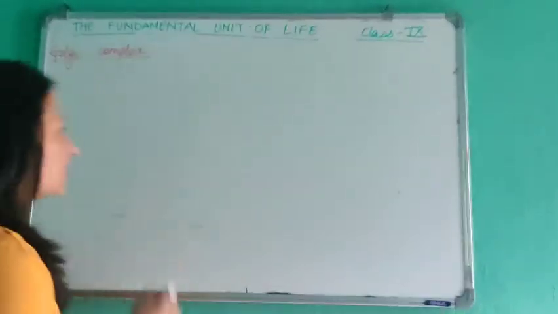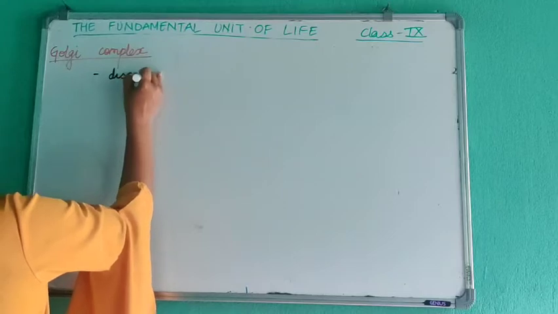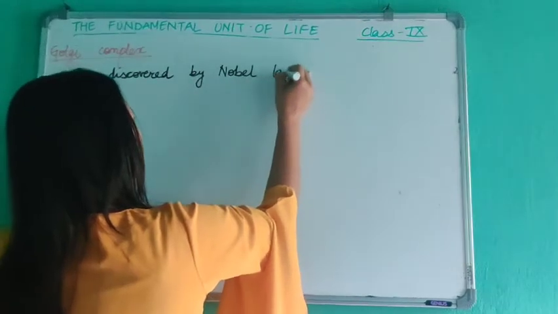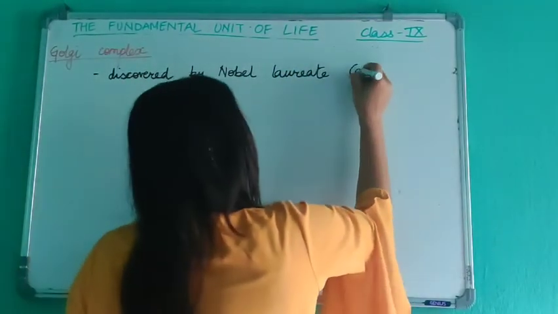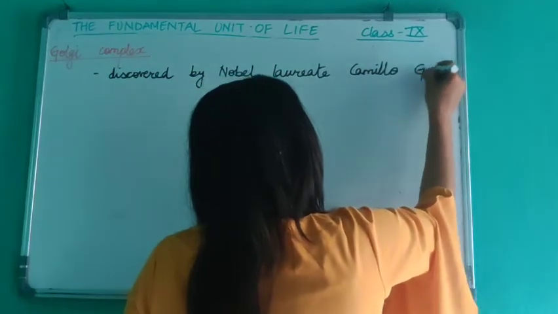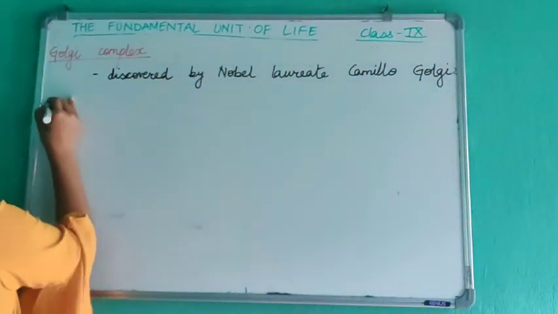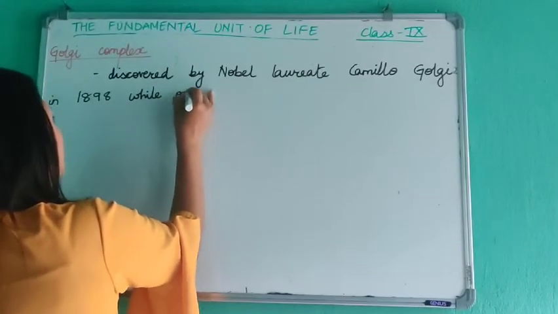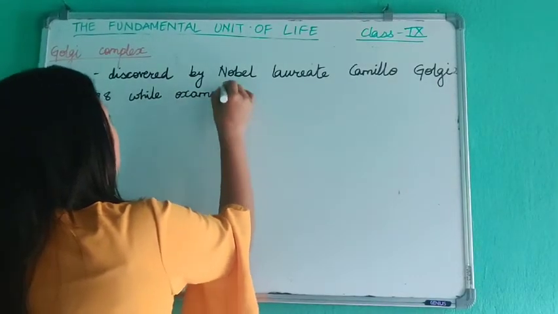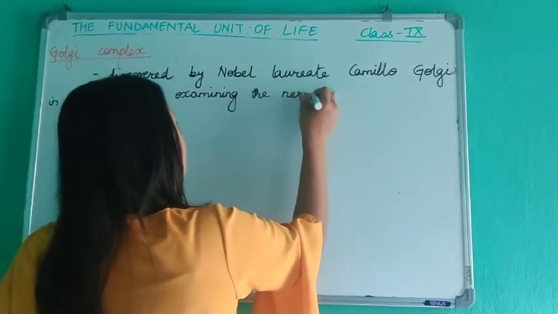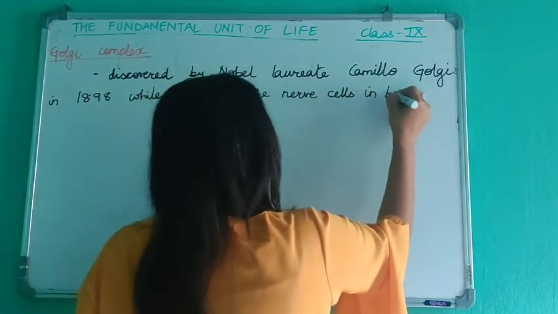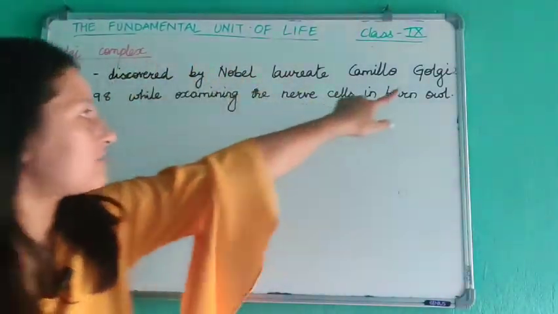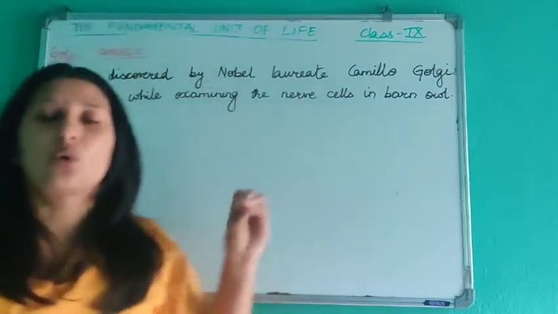Okay. Now it was first discovered by Nobel laureate Camillo Golgi in the year 1898 while examining the nerve cells in barn owl. Okay, so Golgi, नामै त Golgi complex. So it is named after the scientist who discovered Golgi body.